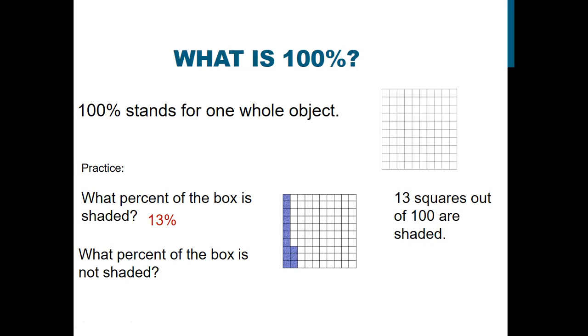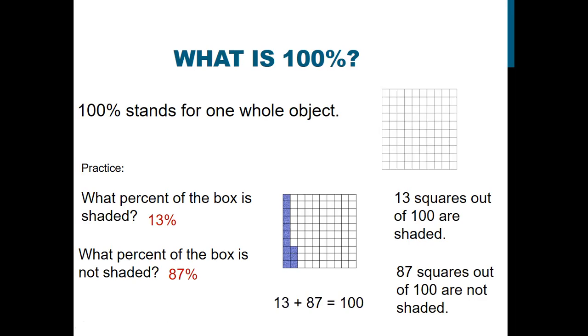Now the next question is, what percent of the box is not shaded? You could go through and count all of these empty squares, or remember a percent is out of 100, so you could do 100 minus 13 and you would wind up getting 87. So 87%. And then I just add them up right here to make sure that it equals 100, checking myself there.